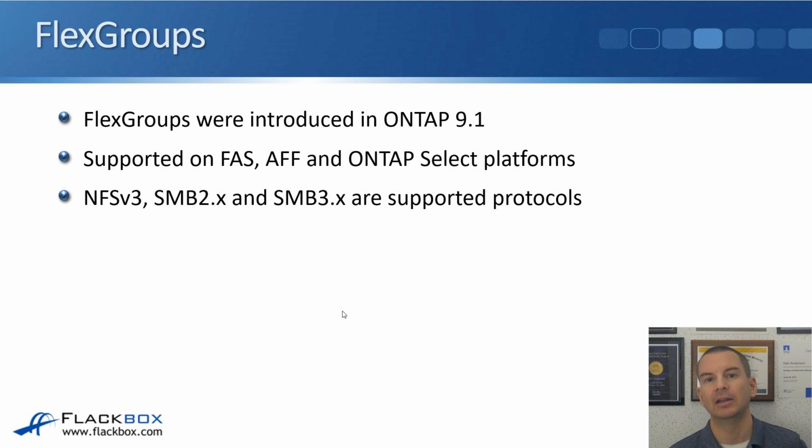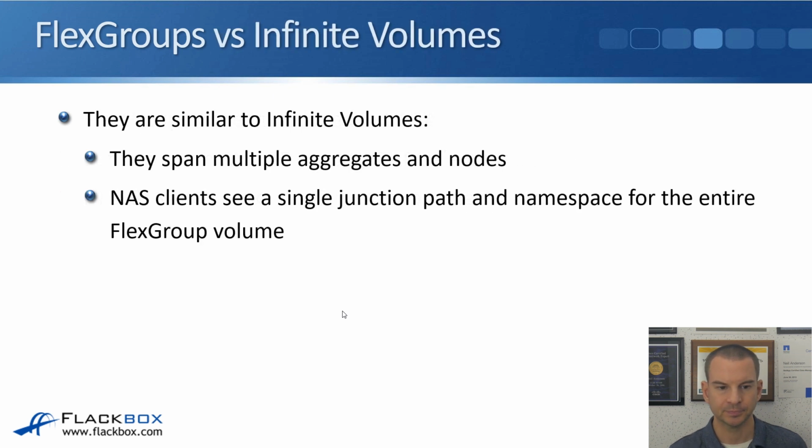FlexGroups were introduced in ONTAP 9.1. They are supported on FAS, AFF, and ONTAP Select platforms, not supported on the cloud platforms. And the protocols that are supported are NFS version 3, SMB2, and SMB3. So the supported protocols are a bit different than they were for infinite volumes. Right now, as I'm recording this, NFS version 4.1 is not supported with FlexGroups yet, but SMB2 and 3 are supported, which was not supported on infinite volumes.